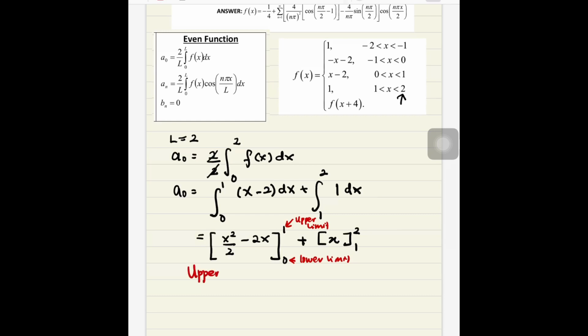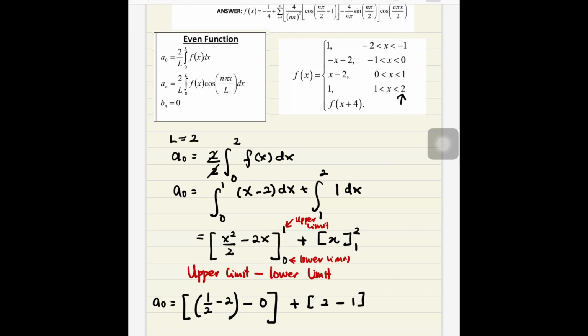So it should be upper limit minus lower limit. Okay, so therefore your A naught is equal to, for the first function here, when you substitute x equals 1, you will have 1 over 2 minus 2 minus 0. Okay, plus 2 minus 1.